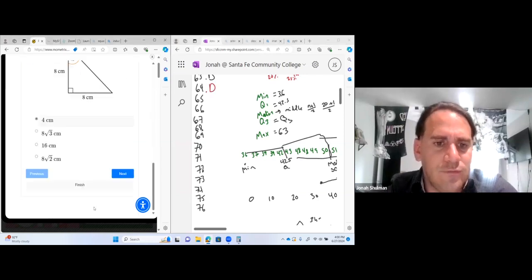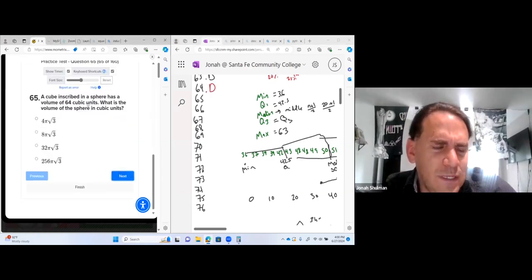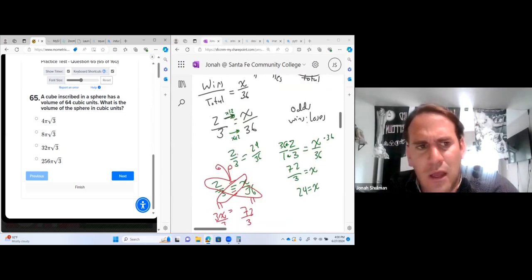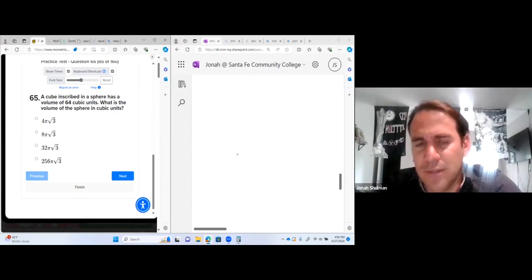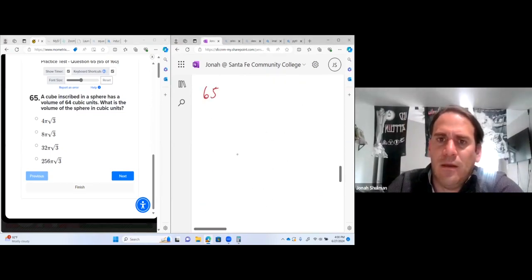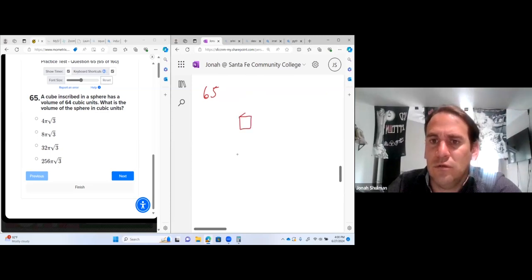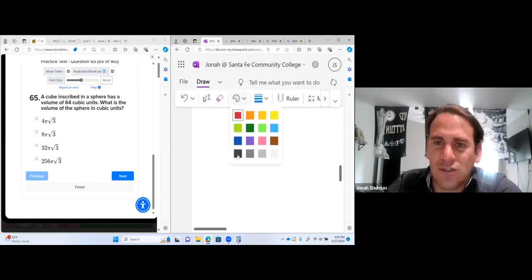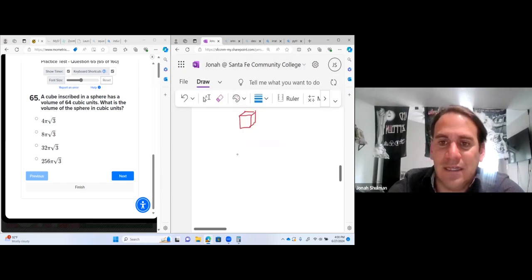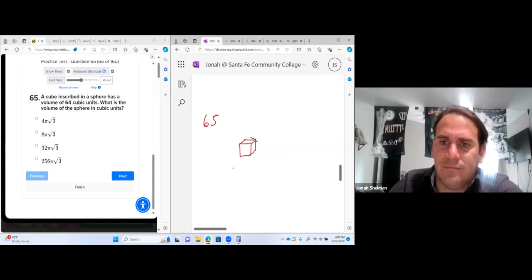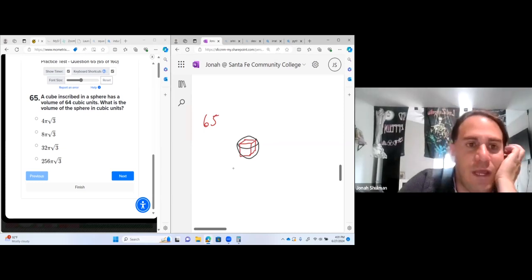Let's go to 65. A cube inscribed in a sphere has a volume of 64 cubic inches. What is the volume of the sphere in cubic units? All right. This one's super hard. You're not going to probably get one that's challenging, but they've got a cube, like literally inscribed. Means like it's inside of the sphere. So we have to figure out this.